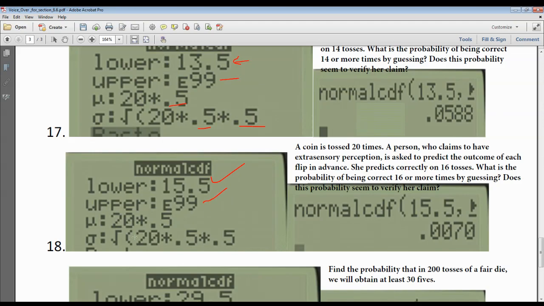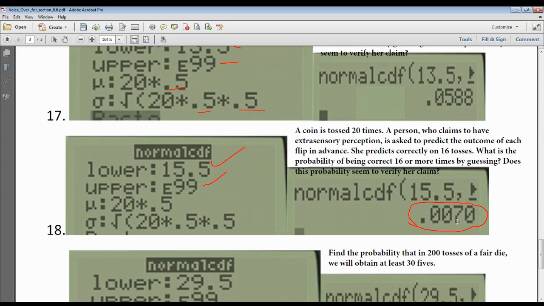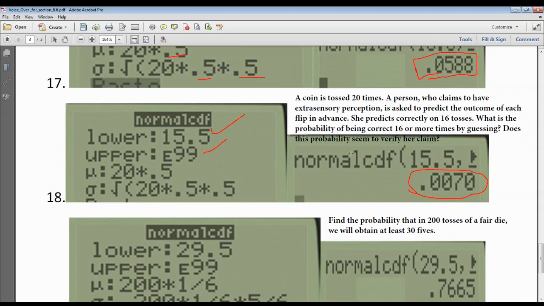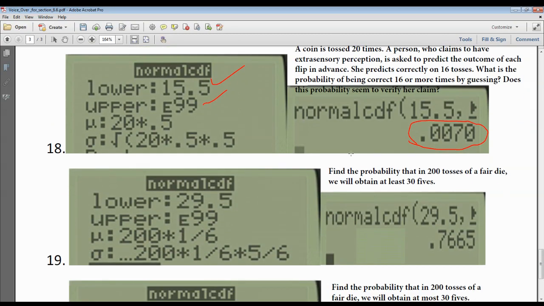There's my n times p, and then the square root of n times p times q. Now, this probability is so small, all right? So this is unusual. A person that can determine the heads or tails 16 out of 20 times, yeah, they would have some extrasensory perception, but I'm not going to hassle that. This one is unusual, whereas the earlier one was not under 0.05, so that was considered not unusual, but that's not the whole idea of what we're doing here, but I can explain it hopefully.